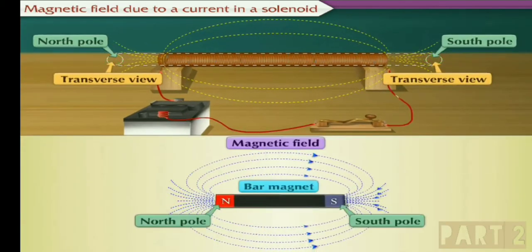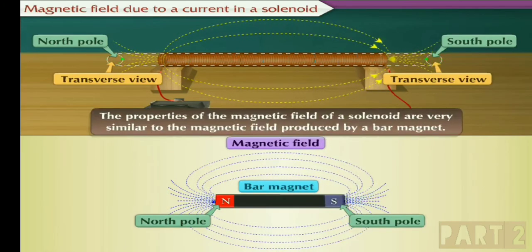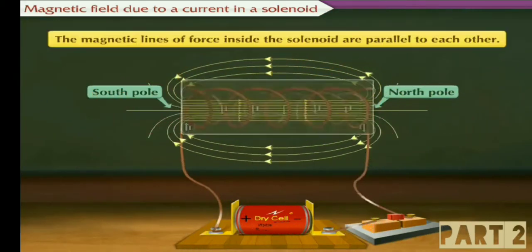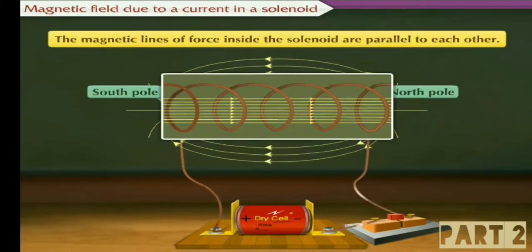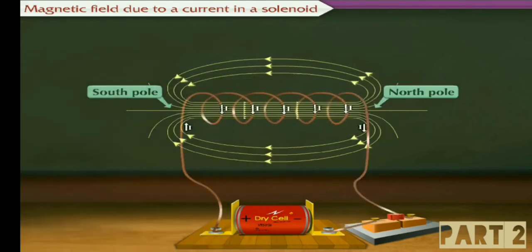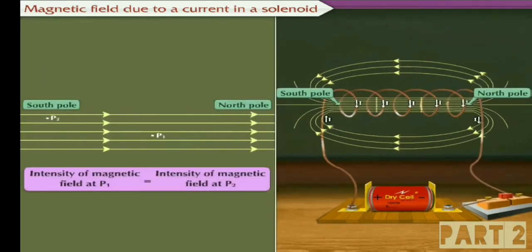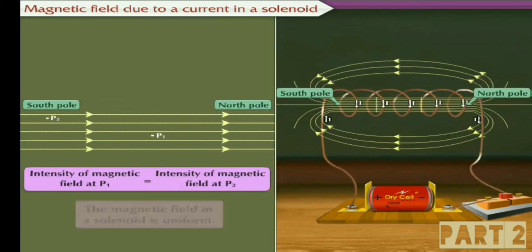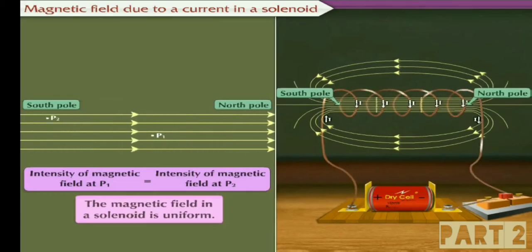We are aware of the magnetic lines of force of a bar magnet. The properties of the magnetic field of a solenoid are very similar to the magnetic field produced by a bar magnet. The magnetic lines of force inside the solenoid are parallel to each other. Can you tell what does this mean? This means that the intensity of magnetic field within the solenoid is uniform everywhere. This indicates that the magnetic field in a solenoid is uniform.